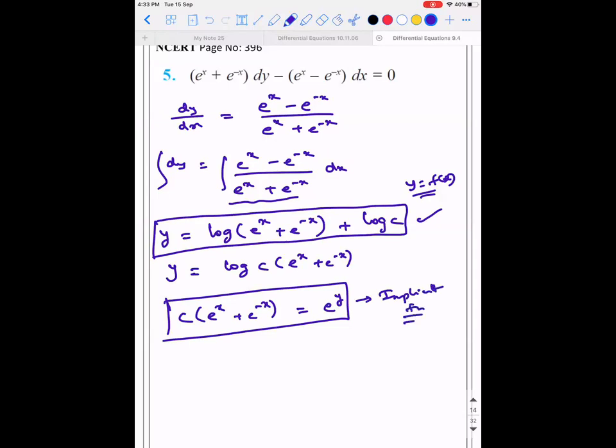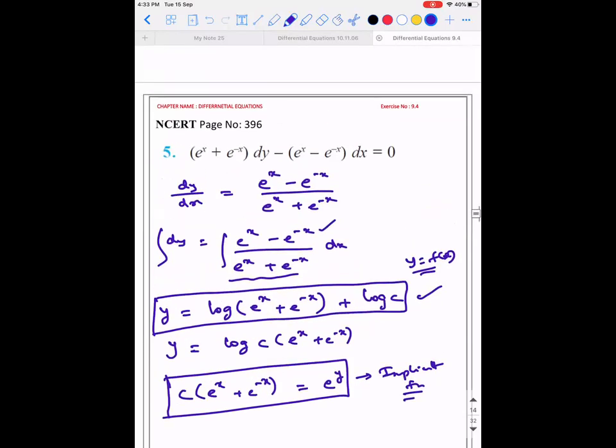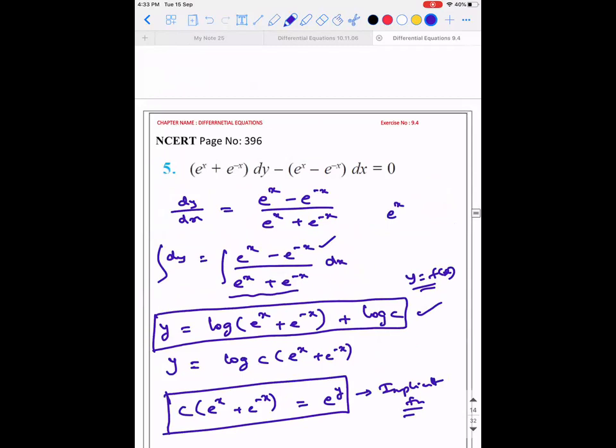Okay. Sir, I have a doubt. How will we integrate that e power x minus e power minus x? Yes, sir. Okay. So what I did is I took the denominator as t, e power x plus e power minus x. If you take it as t, if you differentiate on both the sides, e power x minus e power minus x dx will be dt. So numerator is dt, denominator is t, answer will be log t. T is this thing substituted back. Okay, sir. I hope you understood. Yes, sir. Okay.